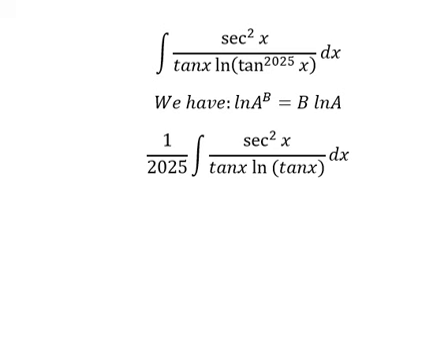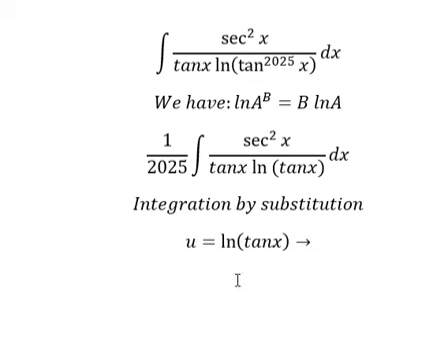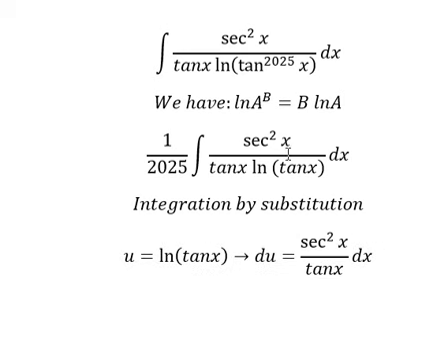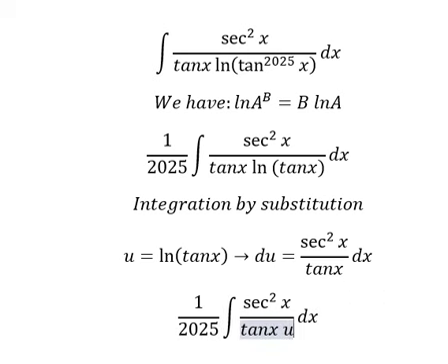Next we can use integration by substitution. So I will put u equals ln of tan x. Later we need to take the first derivative of both sides, and we have it like this. This one we change for u. This one we change for u.